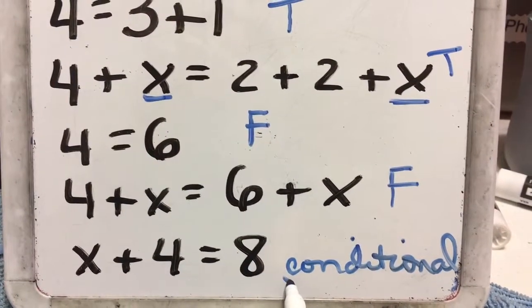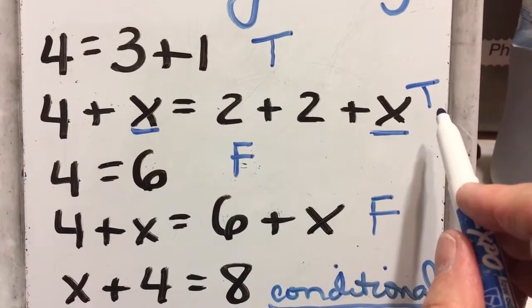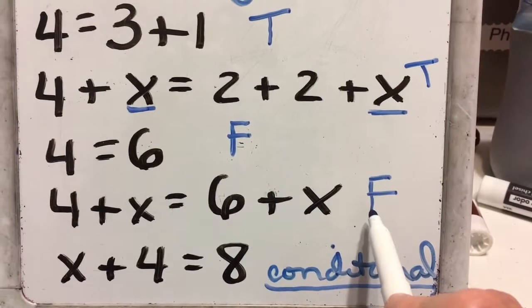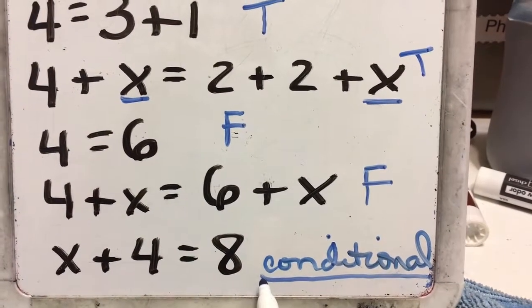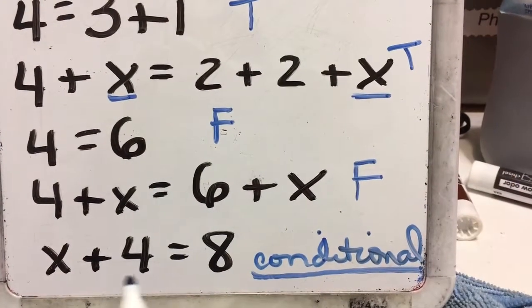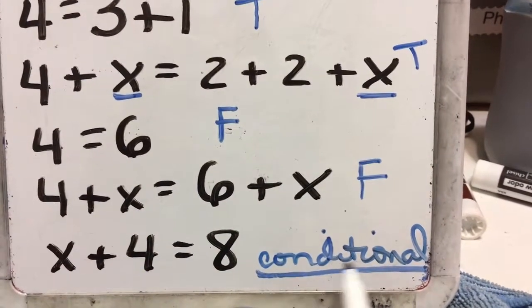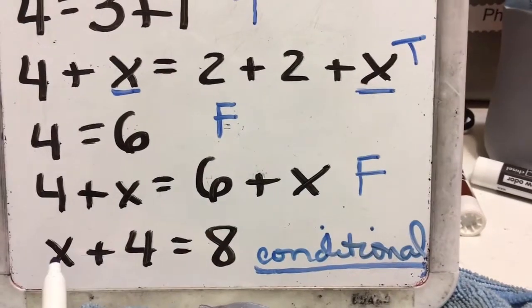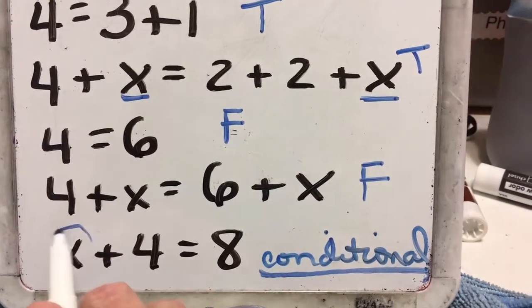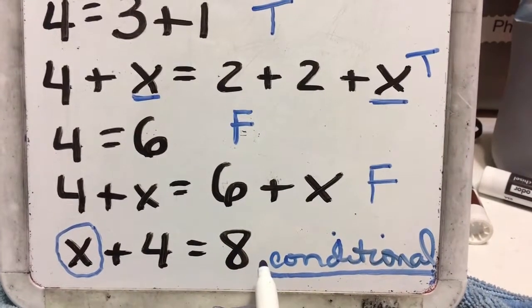This is called conditional. Okay, this one was true no matter what. This one was true no matter what x was. This one was false no matter what. This one was false no matter what x was. This one is conditional because it can be made true by only one x. Okay, so we can make it true, but right now we do not know that it's true. If that x stood for 3, then it would not be true. So we're going to find the solution, and the solution for x is what makes it a true statement.